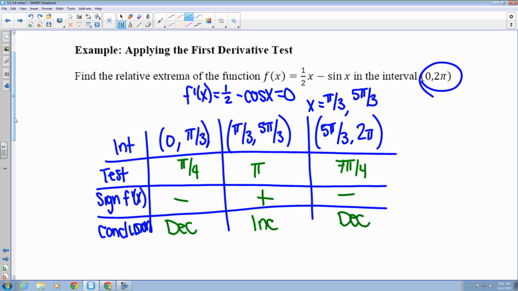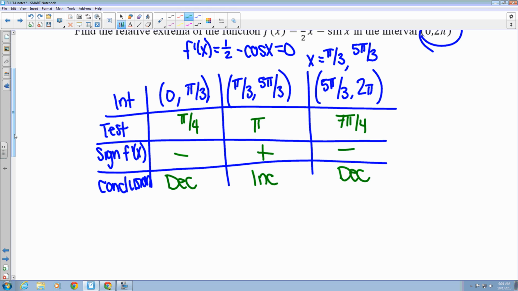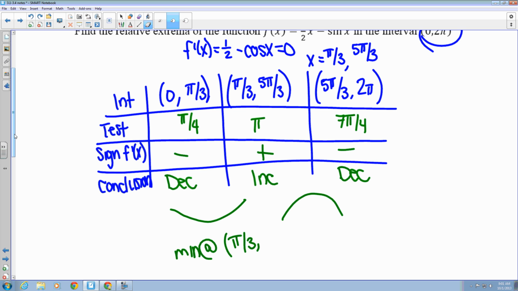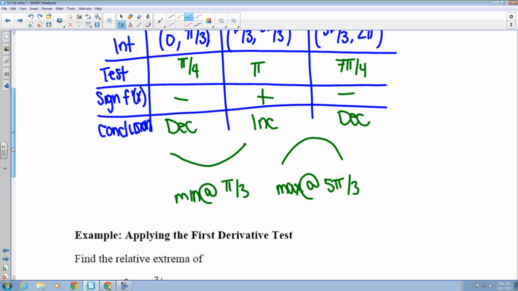I often draw a mental picture when I'm trying to figure out whether it's a min or a max based on the decreasing and increasing. Decreasing, then increasing looks like it's going to be a minimum. And if we're increasing, then decreasing, that's a max. So a minimum at pi over 3, and then you'll need to plug that number back in, but we can just stick with the x value for now. Minimum at pi over 3, and a maximum at 5 pi over 3. Those are both absolute within our interval.